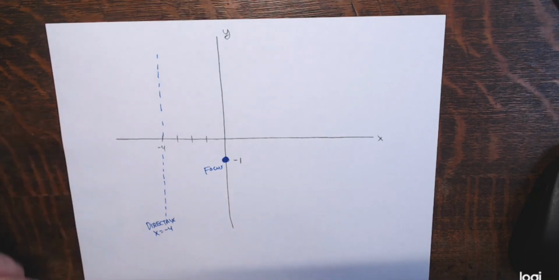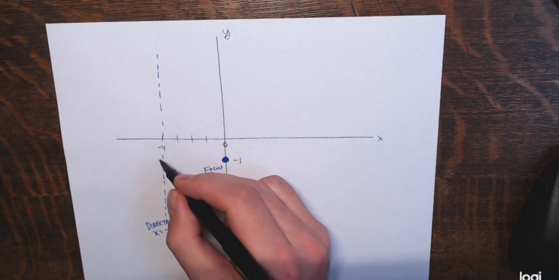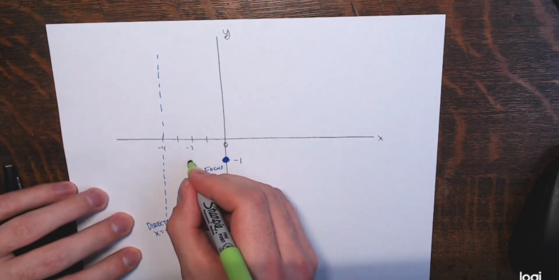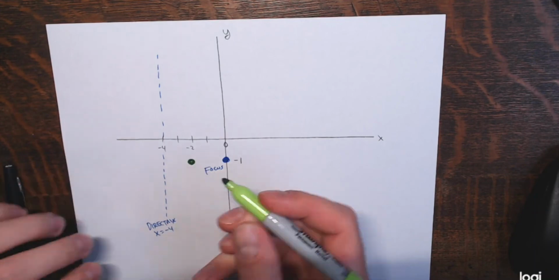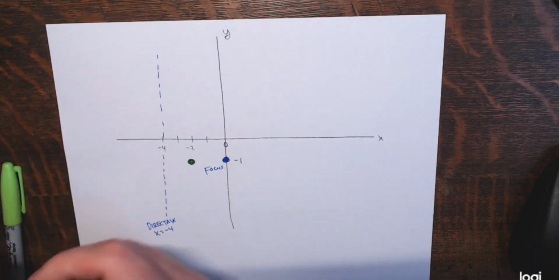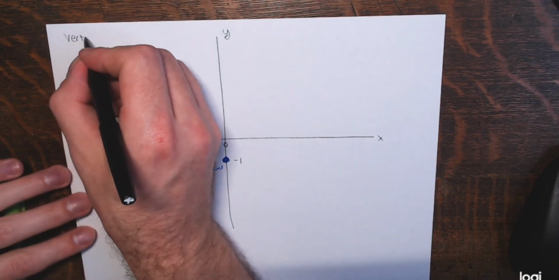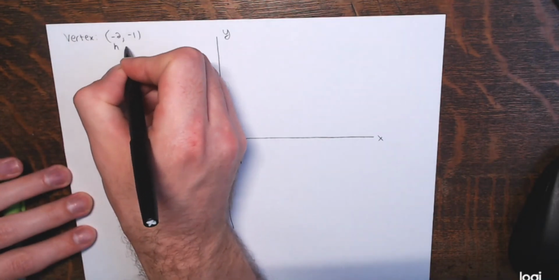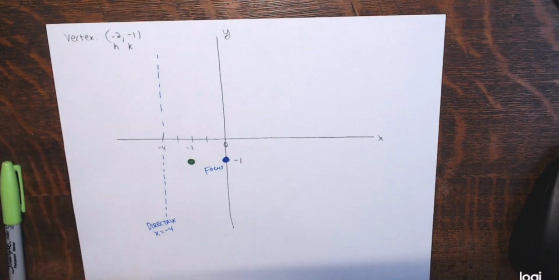X equals negative 4. Alright, so I should be able to tell you where the vertex of the parabola will be very easily. What's halfway between 0 and negative 4 is negative 2. So negative 2, negative 1 is where the vertex will be. Right, so the vertex is negative 2, negative 1. There's the h and the k when you're trying to write your formula.